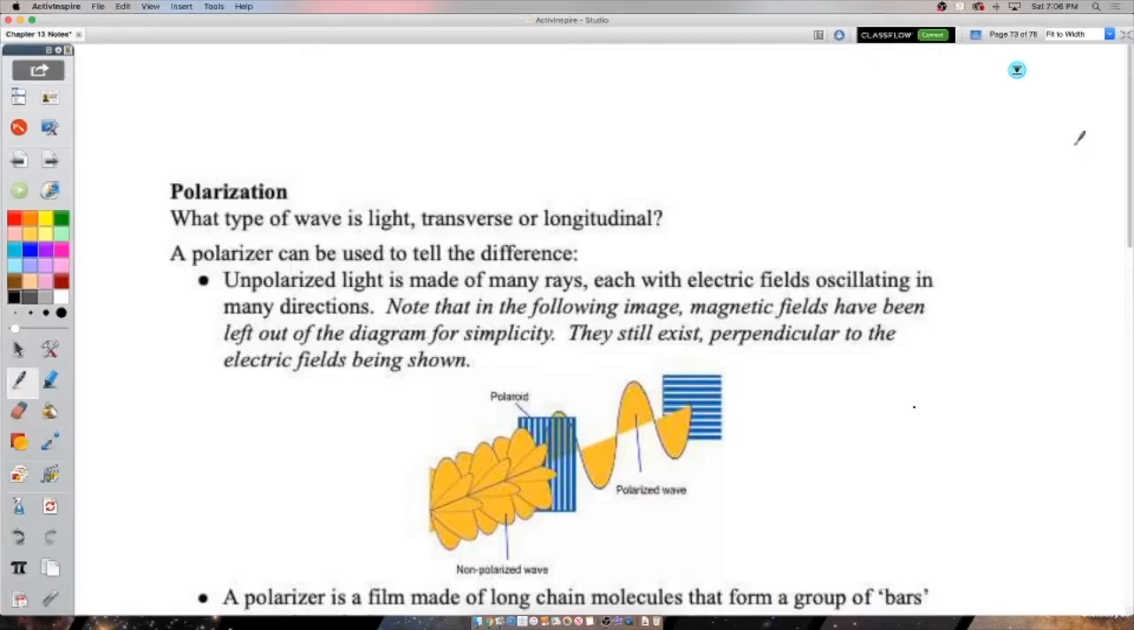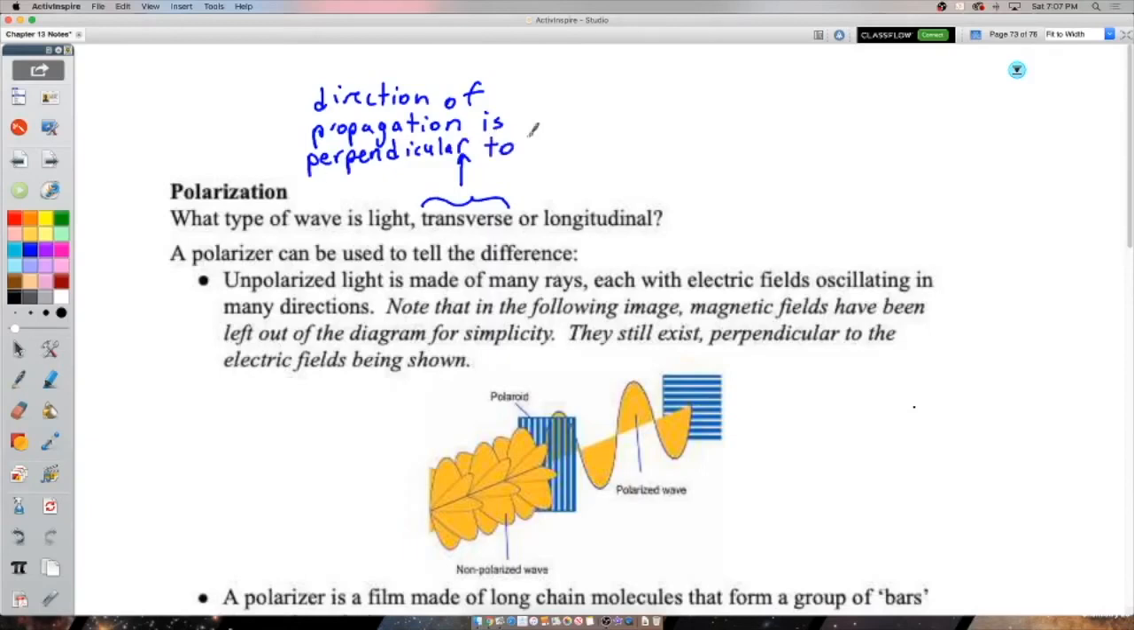There's transverse and longitudinal, where transverse is when the direction of propagation is perpendicular to the direction of oscillation. So that would look like this, okay? As the wave travels this way, as v goes that way, the oscillation direction would be like this, right?